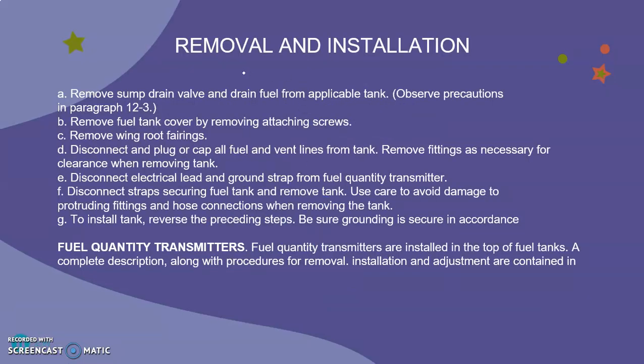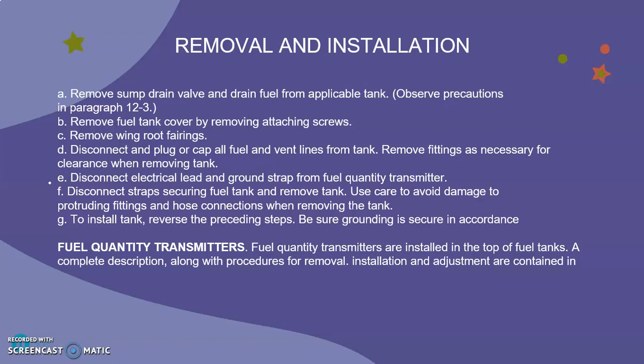Okay, this is removal and installation. A. Remove the drain valve and drain fuel from the applicable tank. B. Remove the fuel tank cover by removing the attaching screws. C. Remove the wing root fairing. D. Disconnect and plug or cap all fuel and fan lines from the tank. Remove fittings as necessary for clearance when removing the tank.